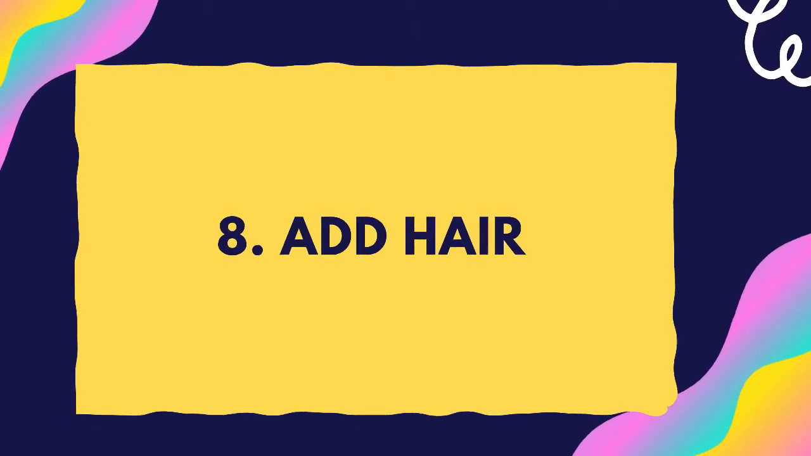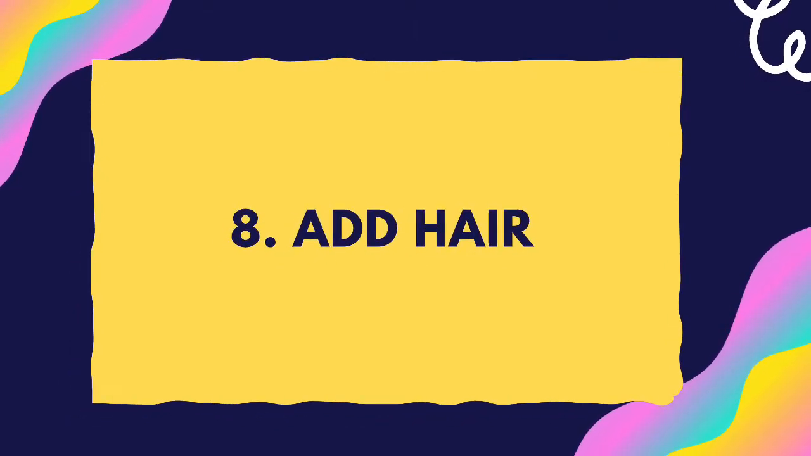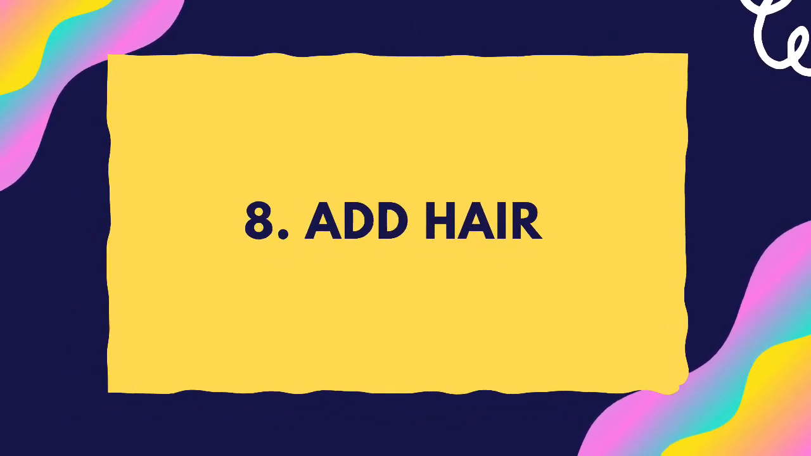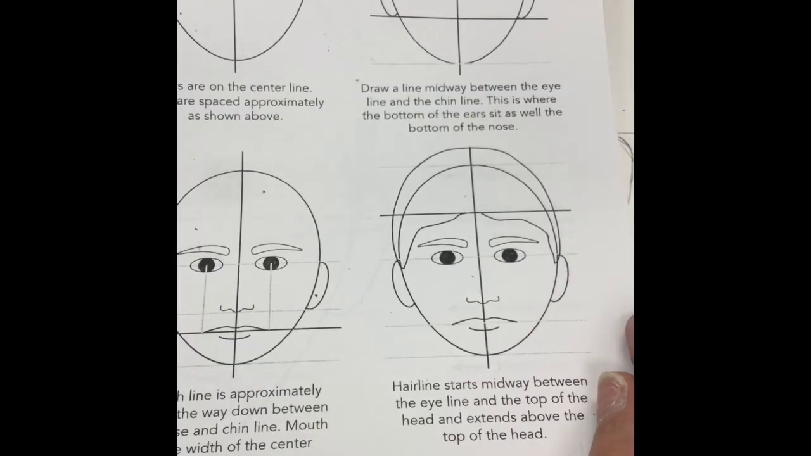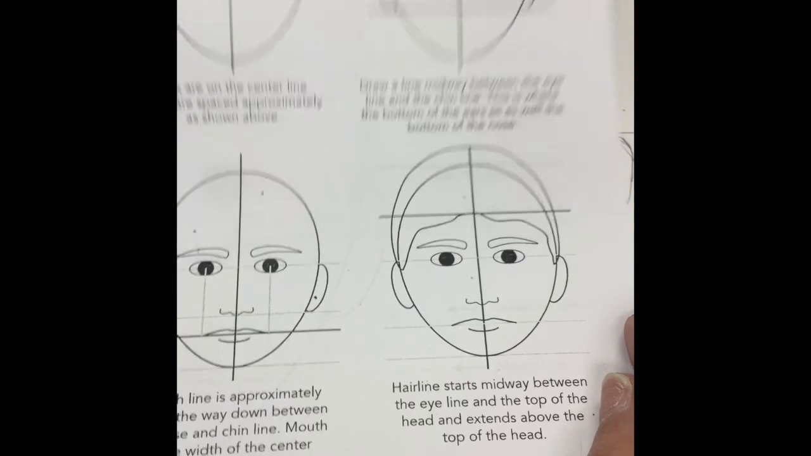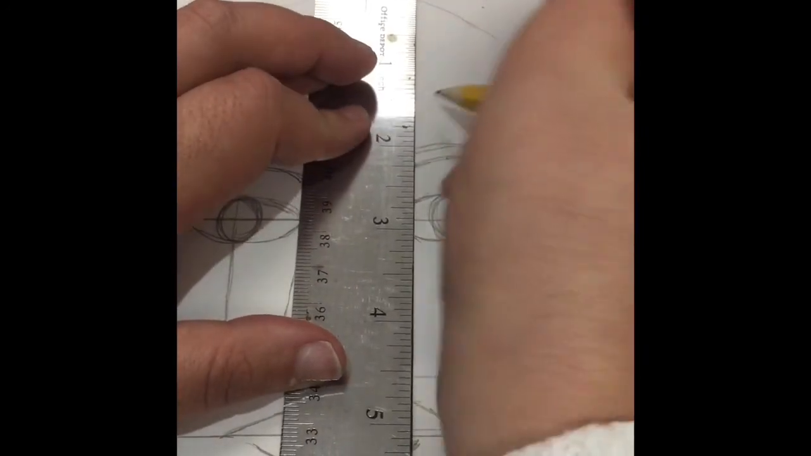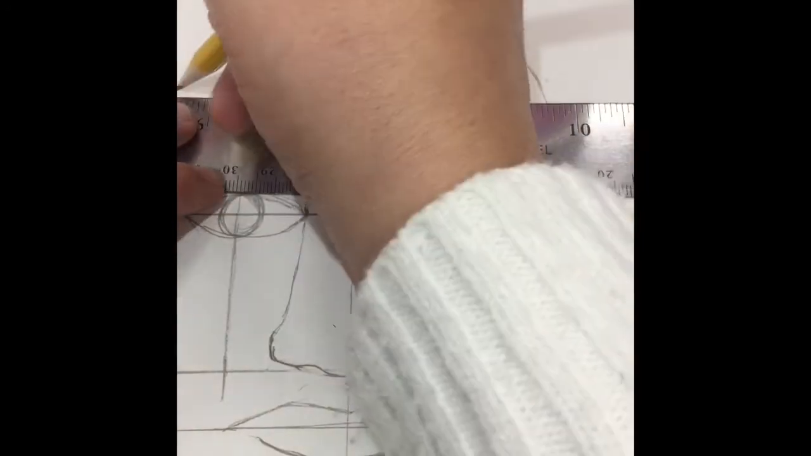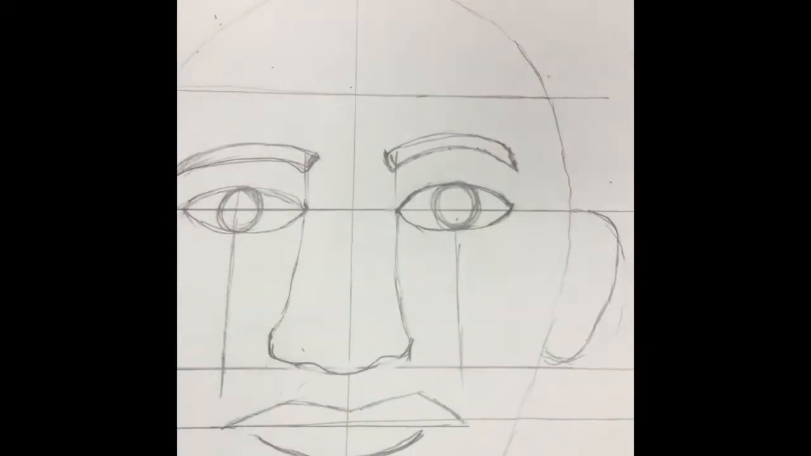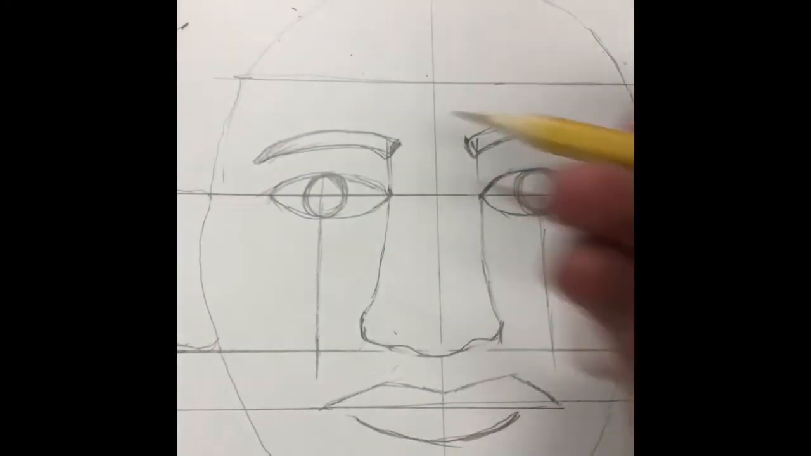Finally, step 8, add hair. In this last step, I would like for you to add hair. The hairline is going to start midway between the top of the head and the eye line, and the hairline extends above the actual head. Using my ruler, I will estimate or I'll measure the halfway line between the eyes and the top of the head.